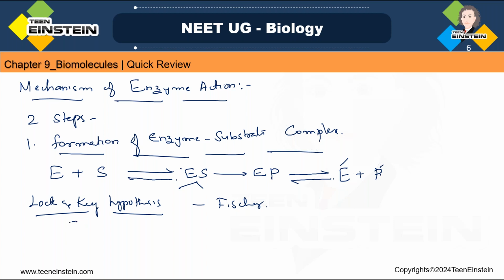Enzyme and substrate should have complementary structure. That means how a particular key is fitting into a lock. So exactly like that, one particular enzyme should have a structure which is complementing the substrate. So exactly like lock and key, it should match. The complementary structure should be there for the substrate and the enzyme. That is one hypothesis for the formation of enzyme substrate complex.